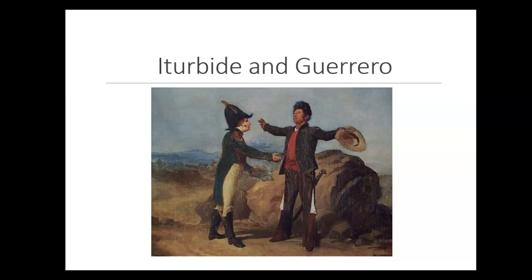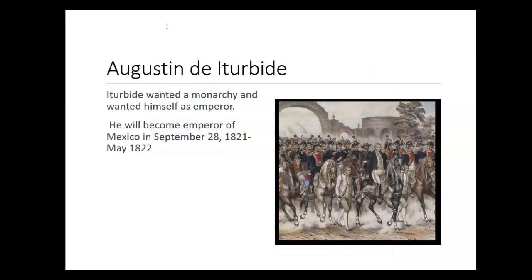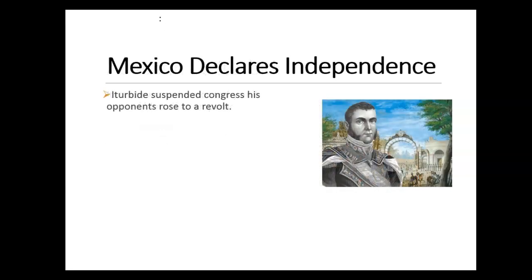In 1821, Iturbide and Guerrero declared Mexico independent. But Iturbide wanted a monarchy and wanted himself as emperor. So he became Emperor of Mexico on September 28, 1821. His reign as emperor would not last long.